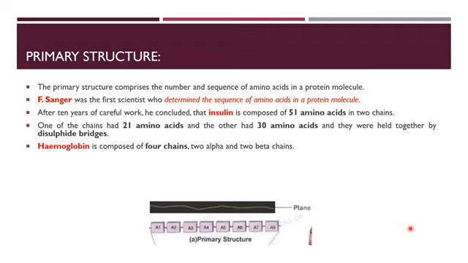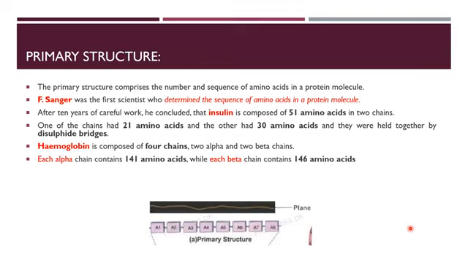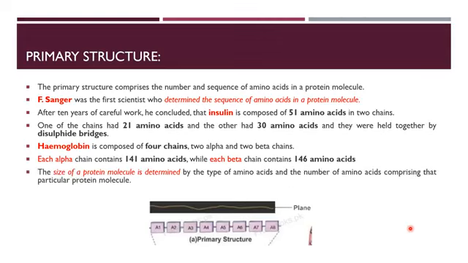So he said that there are four chains of hemoglobin, two alpha and two beta. Each alpha chain has 141 and each beta chain has 146 amino acids. So there are a total of 574 amino acids in hemoglobin.